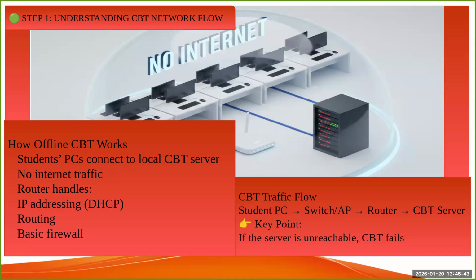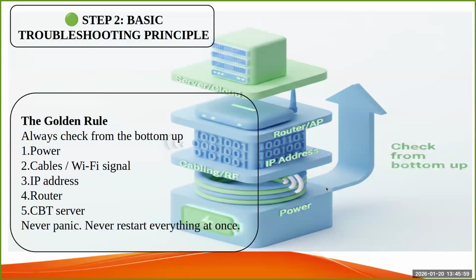So the CBT traffic flow: student PC, switch through AP, the router to the CBT server. Key point, if the server is unreachable, CBT has failed. How do we troubleshoot that? Next slide. Basic troubleshooting principles.